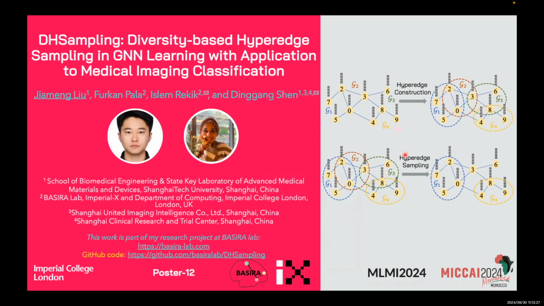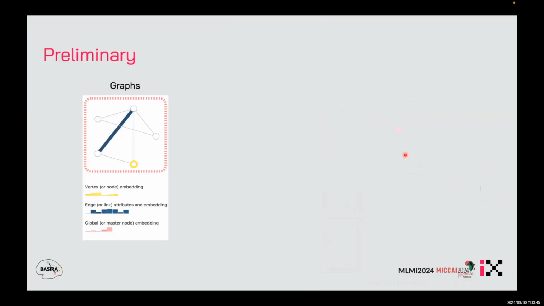Today I'm going to introduce our work about DHSampling, diversity-based Hyperedge sampling in graph learning with application to medical image classification. This work is part of my research project at the Baxter Lab under the supervision of Professor Islem. To begin with, I will give some preliminaries for the graph. It may include the nodes or the vertex. It may include the node embedding itself, and also the links to link two nodes if they have some relations.